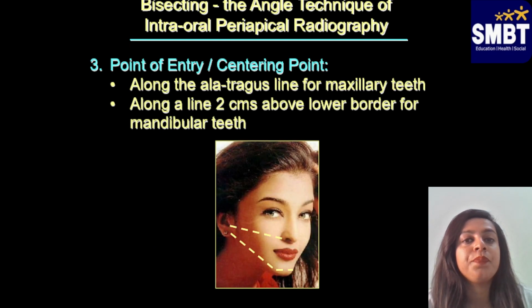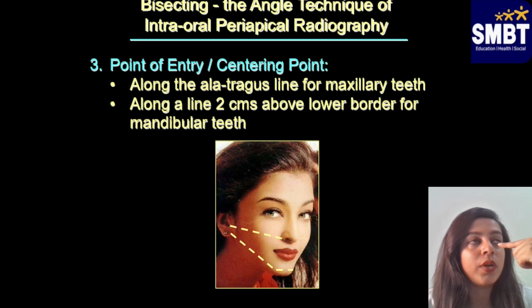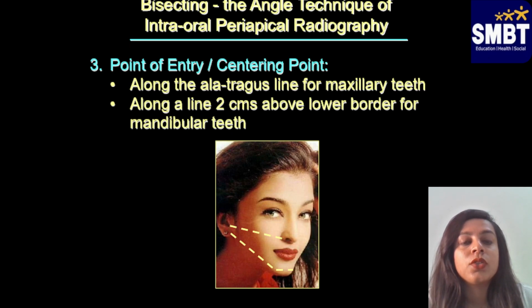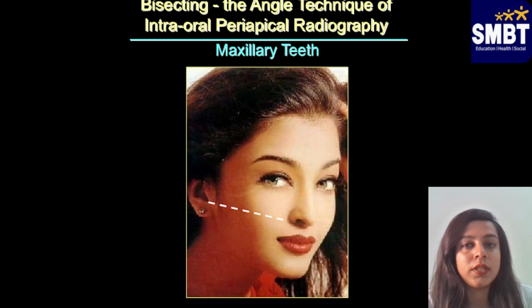Moving ahead to the centering point, or the point of entry. We spoke about the horizontal angulation and the vertical. We also need a third dimension, that is a centering point, that is going to give us an idea about where exactly we are supposed to place our tube head. So the point of entry is along the ala tragus line for maxillary teeth and along a line 2 centimeters above the lower border for the mandibular teeth.